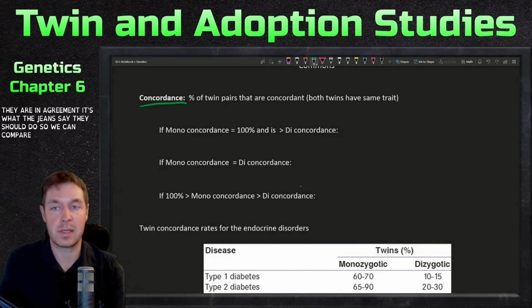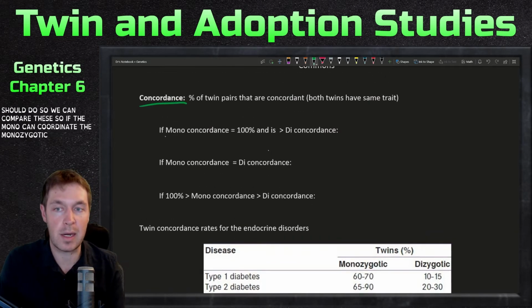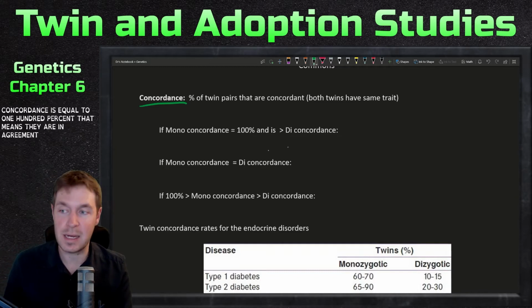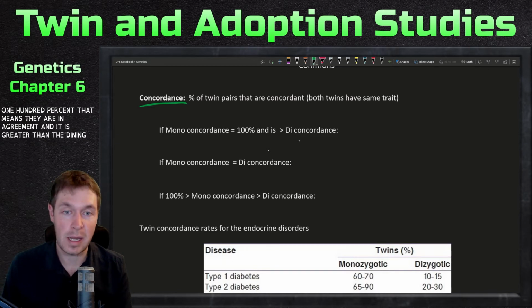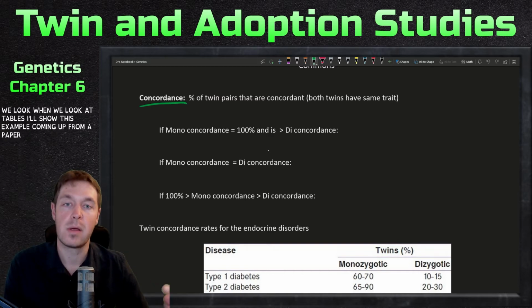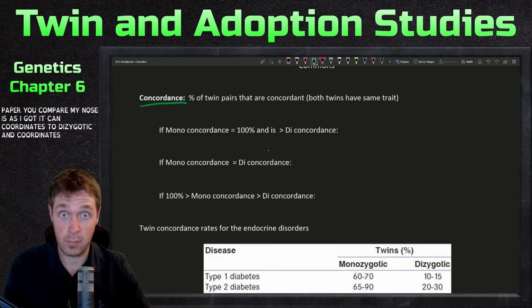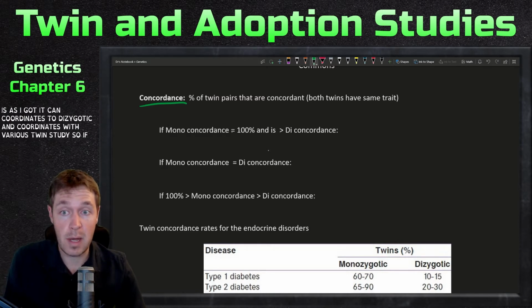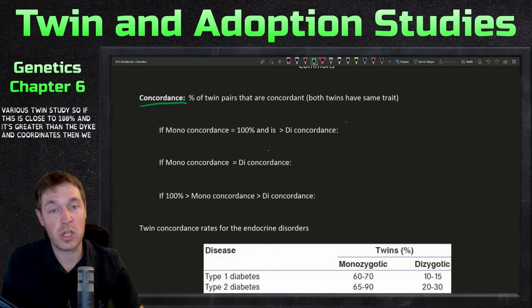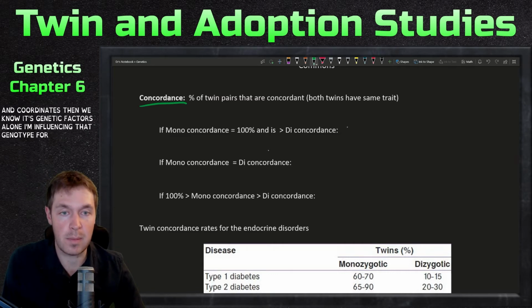So we can compare these. Monozygotic concordance is equal to 100%. That means they are in agreement, and it is greater than the dizygotic concordance. When we look at tables, I'll show this example coming up from a paper, comparing monozygotic concordance to dizygotic concordance with various twin studies. So if the monozygotic concordance is close to 100% and it's greater than the dizygotic concordance, then we know it's genetic factors alone influencing that genotype or phenotype.